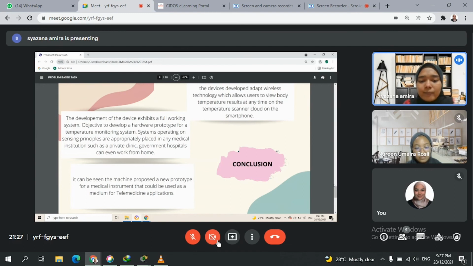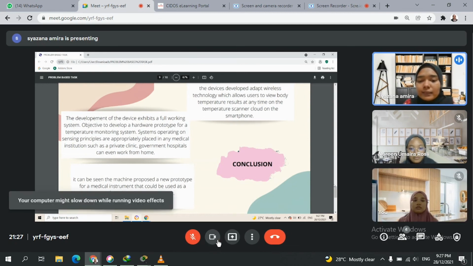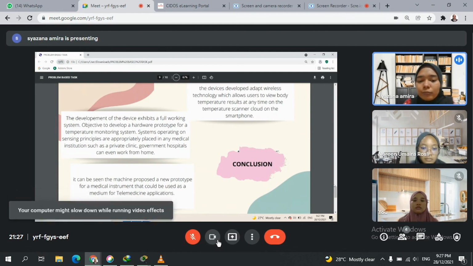It also suggests that by using the instrument, people can save time doing body temperature checks to find out the result of the normal human temperature level. Indirectly, this demonstrates the merits of the proposed system to meet health demands. Second, the device developed uses wireless technology, which allows the user to view body temperature results at any time on the temperature scanner cloud on the smartphone.